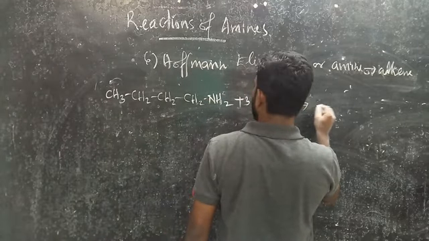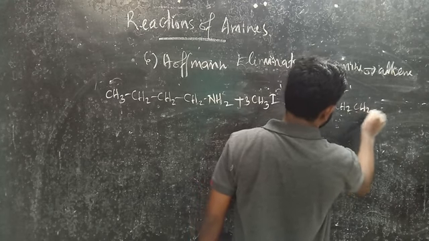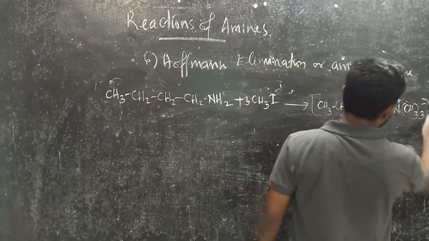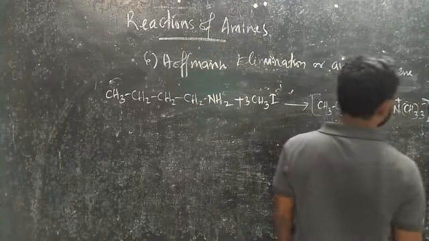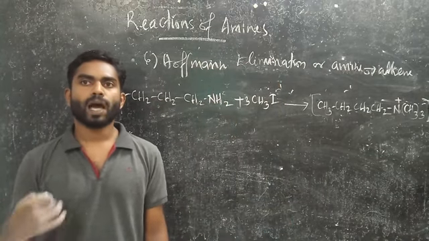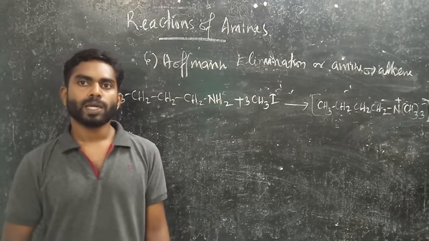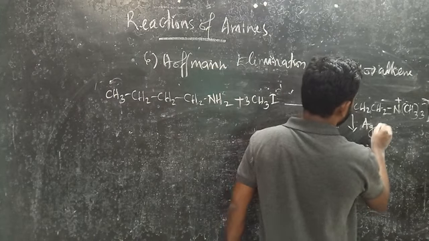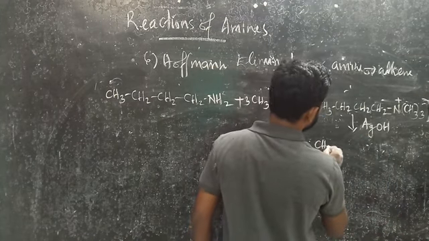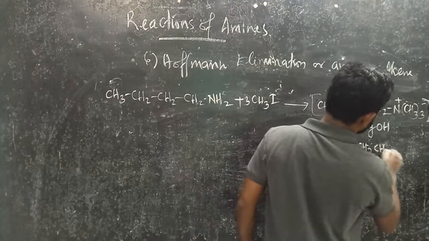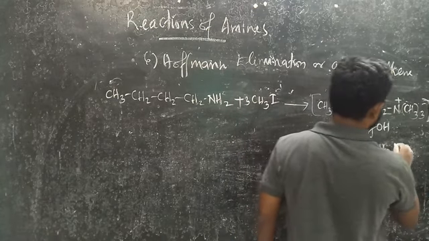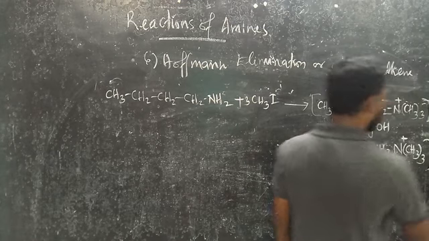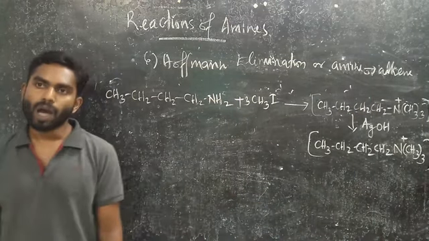After exhaustive methylation, we will get CH3CH2CH2CH2N(CH3) twice, that is N-butyl trimethyl ammonium iodide. This on treatment with moist silver oxide or AgOH gives the corresponding hydroxide, CH3CH2CH2CH2N(CH3)3 OH, N-butyl trimethyl ammonium hydroxide.